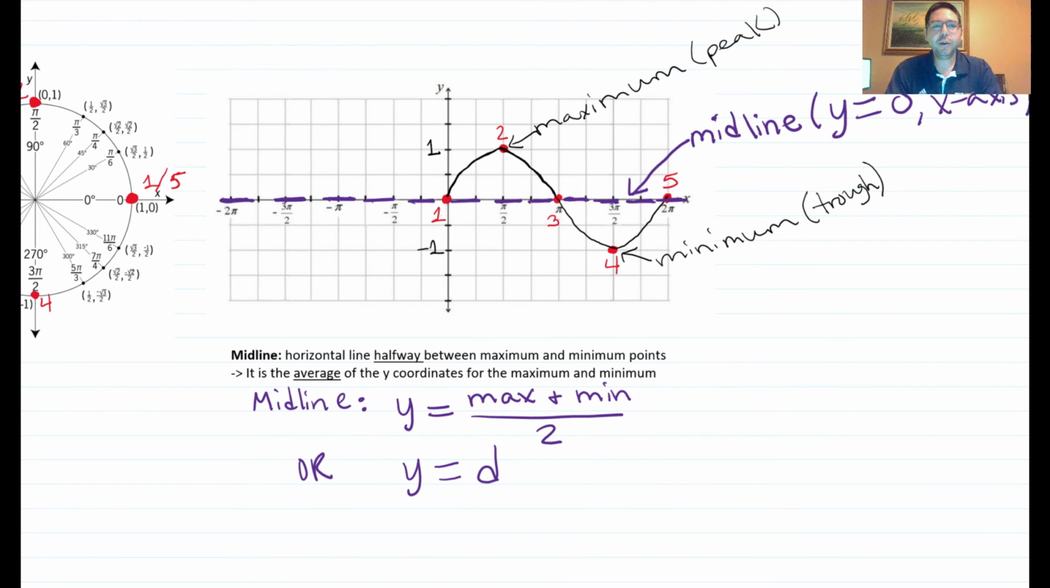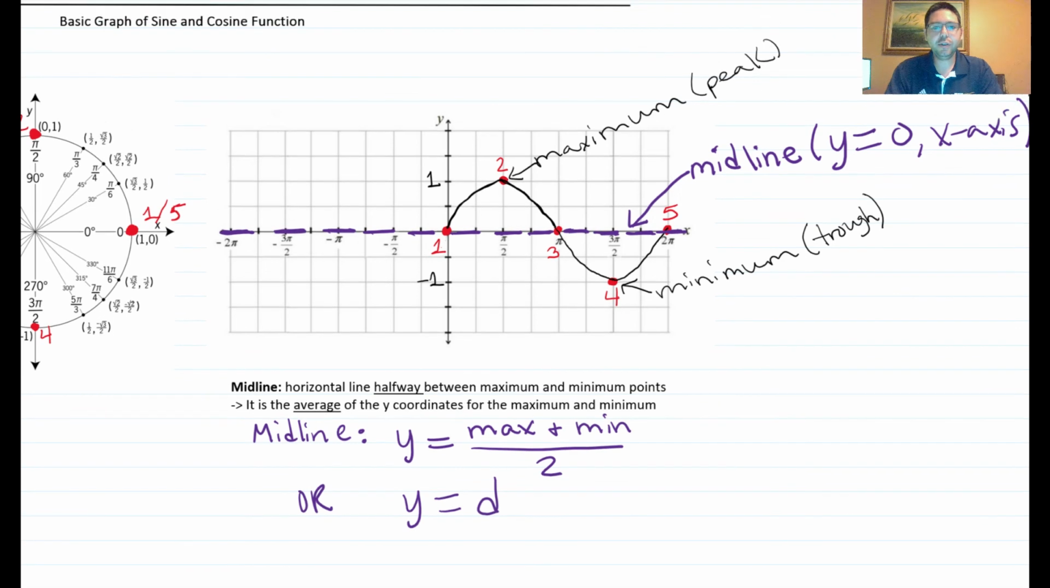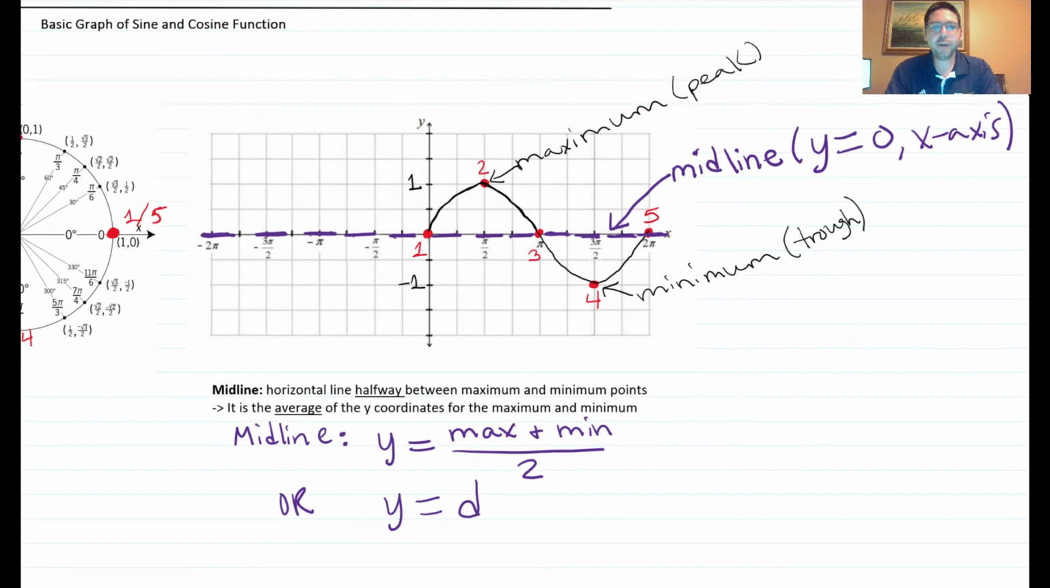You have your minimum, which is otherwise known as your trough, and that's your smallest part of the curve, your lowest part. Now you have what is called the midline. So the midline is the middle line, and it's halfway between the maximum and the minimum. So to find the midline, you simply take the maximum and the minimum, add them together, divide by 2. So basically, you're just taking the average of the maximum and the minimum.